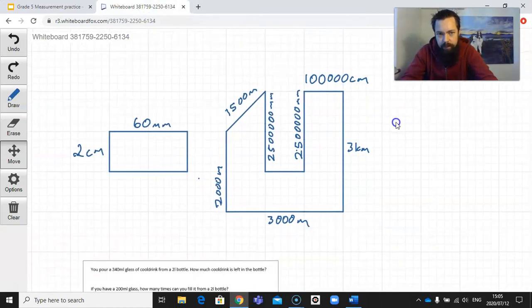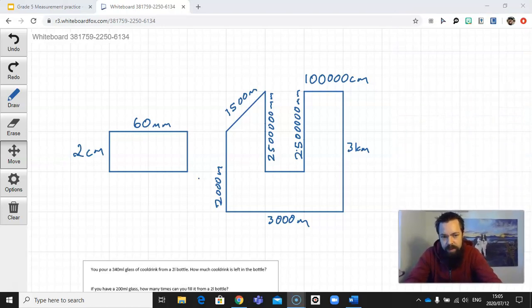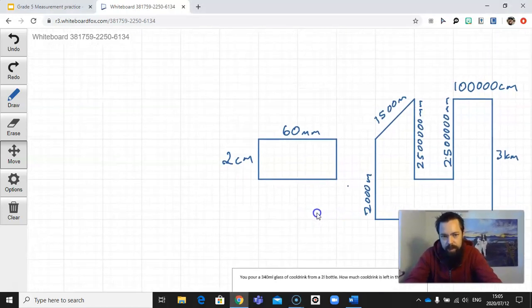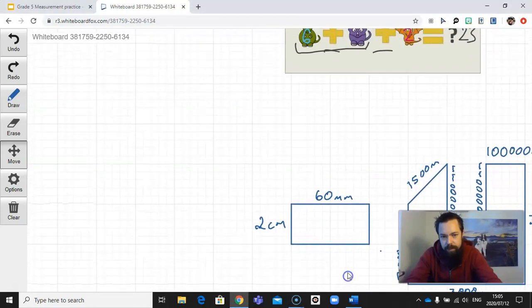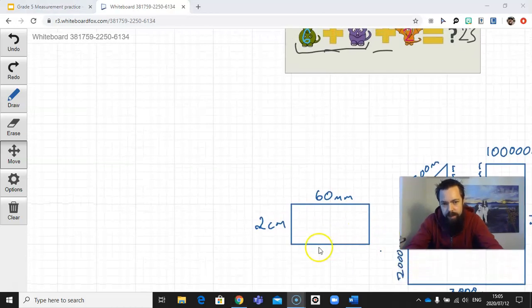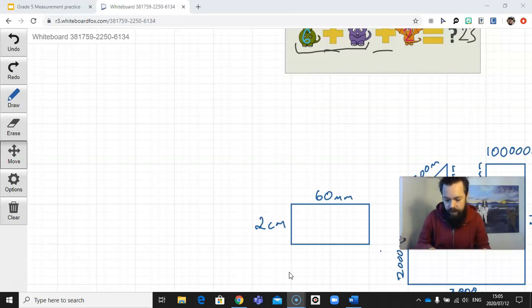What if we were asked to find the perimeter of one of these shapes? Let's start off by looking at this one. I'll hide that one a little bit. So we've got the perimeter of a rectangle, but our rectangle has centimeters on one of its sides and millimeters on the other one. And we need to find the perimeter. That perimeter is the length of the outside.